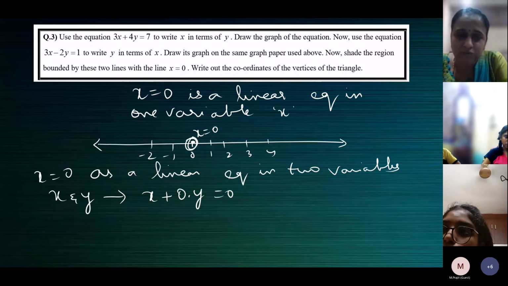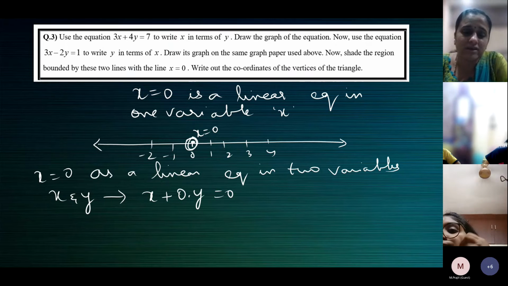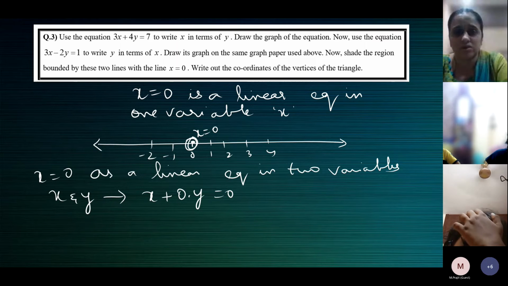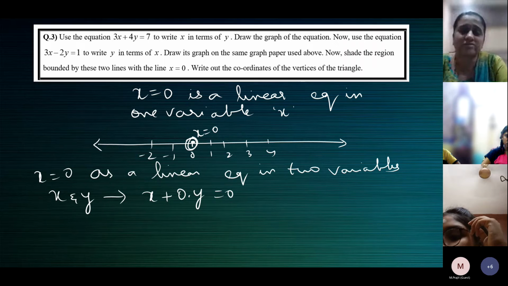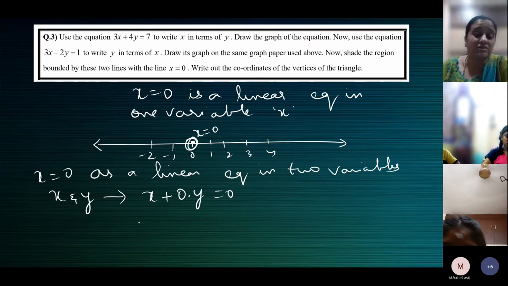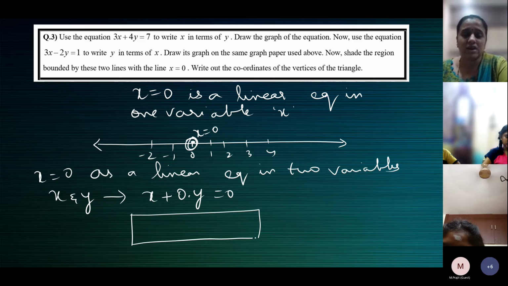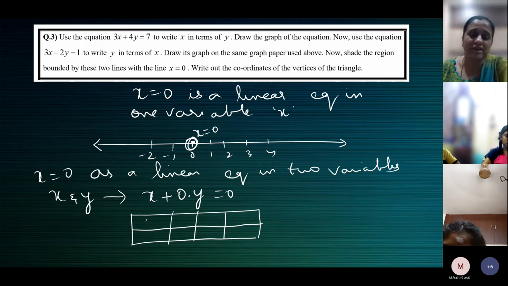Now, when you regard the same equation, x is equal to 0, as an equation in two variables x and y, then how will it look like? x plus 0y is equal to 0. The y variable is missing, so write 0y. Now, when you treat x is equal to 0 as a linear equation in two variables x and y, the geometrical representation is not a point on the number line. Instead, it's a straight line in the Cartesian plane. And to get the straight line, you'll have to make the xy table.